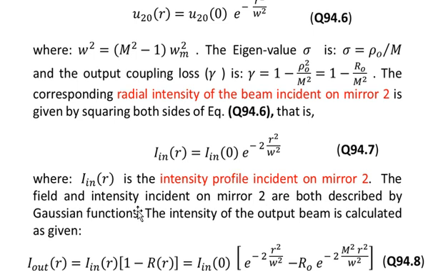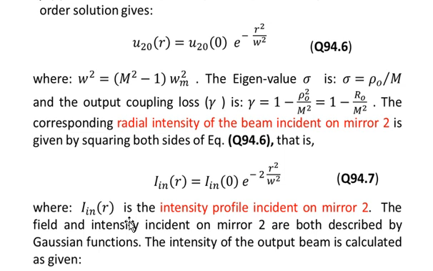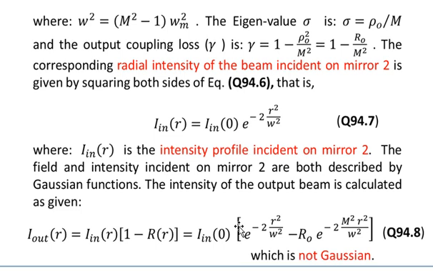The field and the intensity incident on mirror 2 are both described by the Gaussian function. You can see that the Gaussian function, e to the power minus r squared over w squared, is present in equation number 6, and similarly the Gaussian function e to the power minus 2 r squared over w squared is present in equation number 7. That is, the amplitude and the intensity incident on mirror 2 both have the Gaussian distribution.